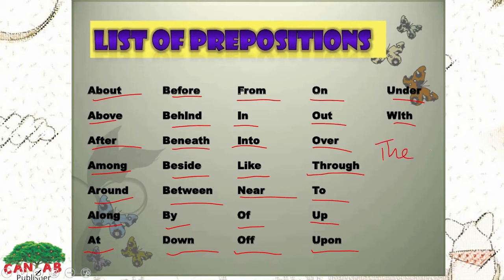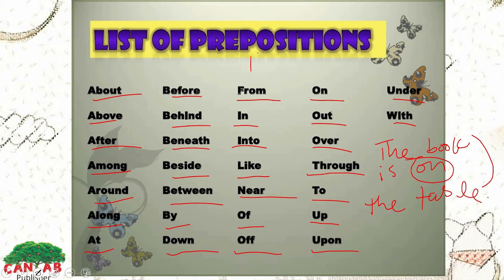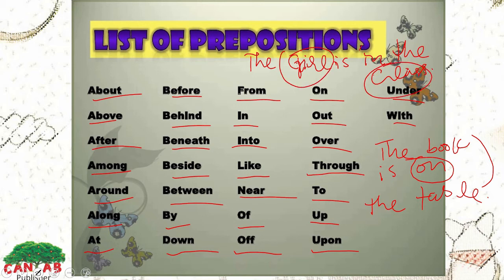The book is on the table. Here, the two items are book and table, two nouns here, and on is here what? Yes, a preposition here. The girl is in the class. Here, the girl and class are two nouns, and in is here what? Yes, a preposition. It is telling you that girl is in the class.